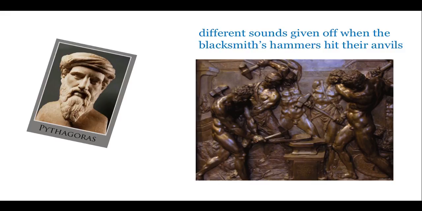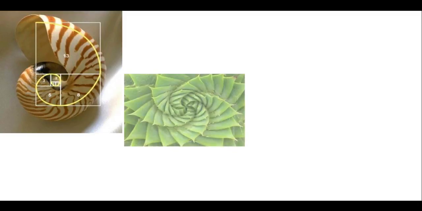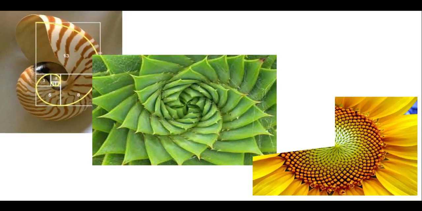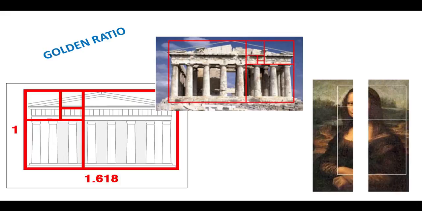Pythagoras extended the study of perception to music and nature, finding recurring patterns and numbers. A famous ratio was discovered, the Golden Ratio. It could be found from the architecture of the Parthenon in ancient Greece all the way down to the art of Leonardo's Mona Lisa in Renaissance Italy.